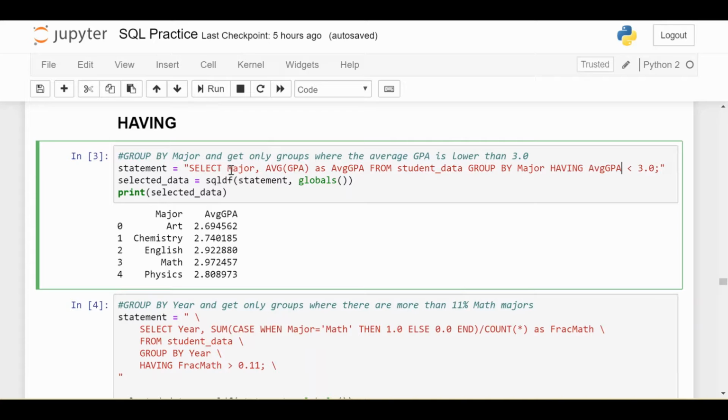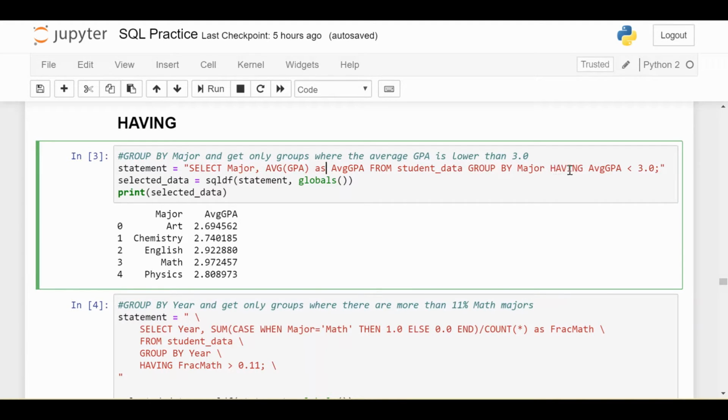So in the select statement, we're saying give me back the major and give me back the average GPA within that major as average GPA. This is just a nickname or an alias for it using the as keyword. So again, we're just saying that first, group my data by major. So we have 9 groups for the 9 majors.